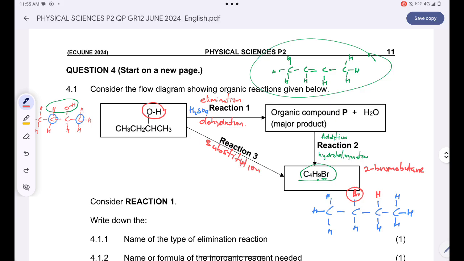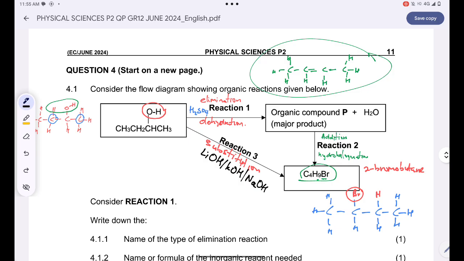Substitution, and then the reaction conditions that are needed. We will need a strong base. It can be lithium hydroxide, potassium hydroxide, or sodium hydroxide.